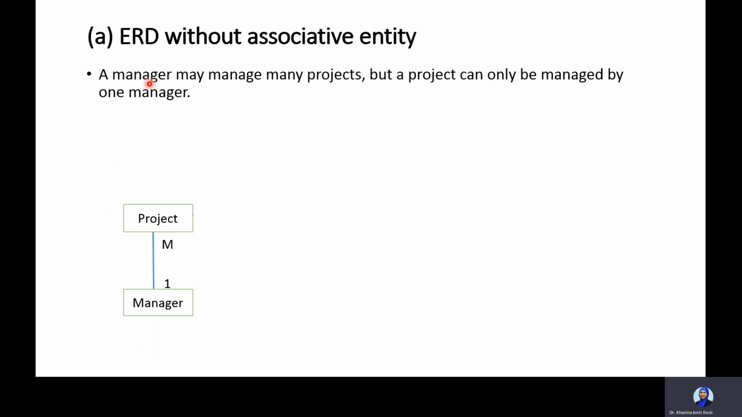It says here, a manager may manage many projects, but a project can be managed by one manager. So identify the entity. Here it relates to the project entity and the manager entity. So a manager may manage many projects, but a project can only be managed by one manager. Okay, next one.